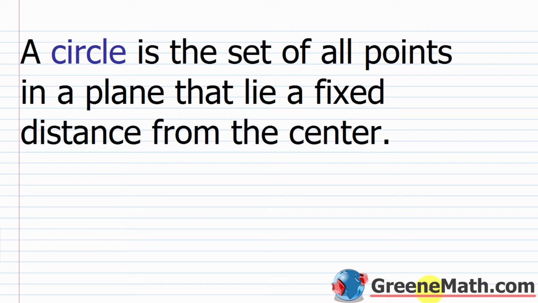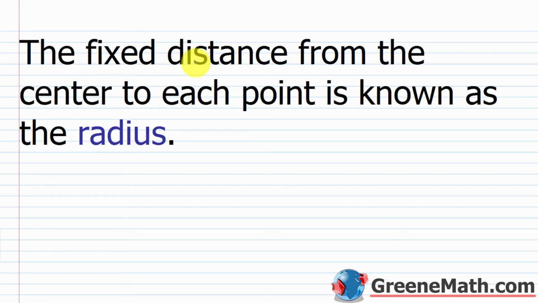Let's get a brief definition going. A circle is the set of all points in a plane that lie a fixed distance from the center. The fixed distance from the center to each point is known as the radius. This is something you want to write down because we're going to use it in a minute when we talk about the distance formula.